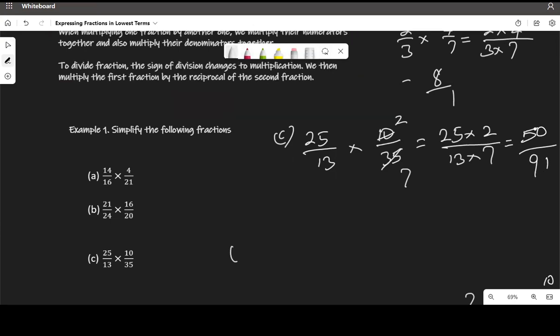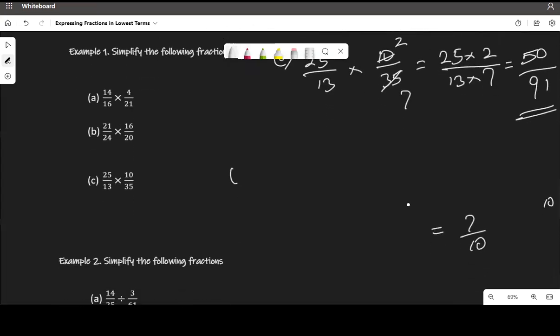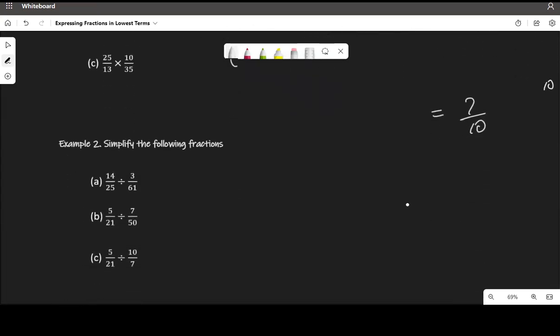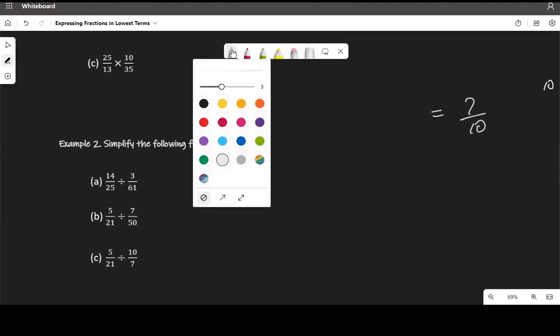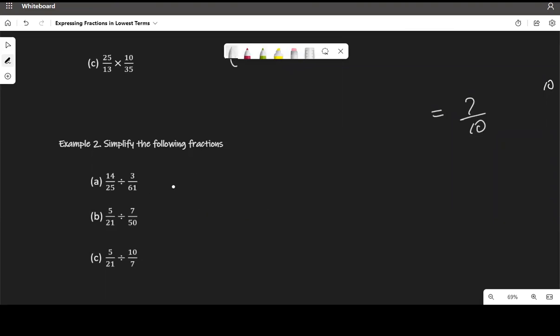91. There's nothing that divides 50 and 91, so we leave the answer that way. And we have another example here on division. We are to divide or simplify the fractions.